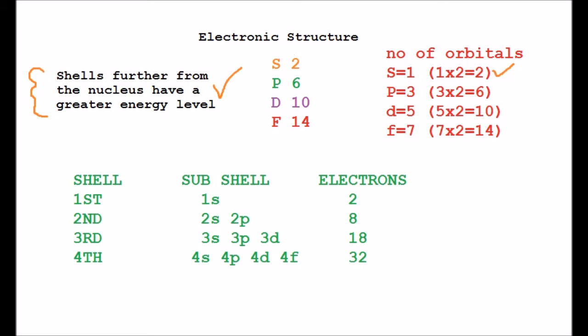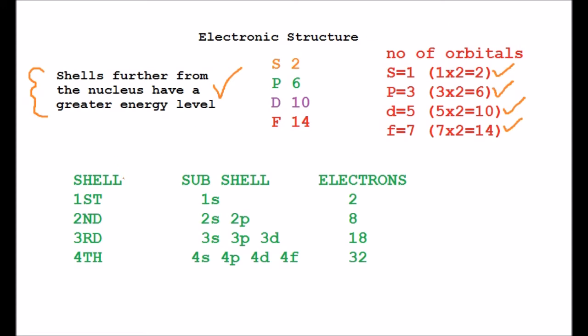So p has 3 orbitals, and 3 orbitals times 2 electrons gives it a maximum of 6 electrons. d has 5 orbitals, 5 times 2 electrons gives you a maximum of 10, and I bet you can't guess, f has 7 orbitals, 7 times 2 equals 14. So go over that concept, let it sink in for a little bit if you don't understand.